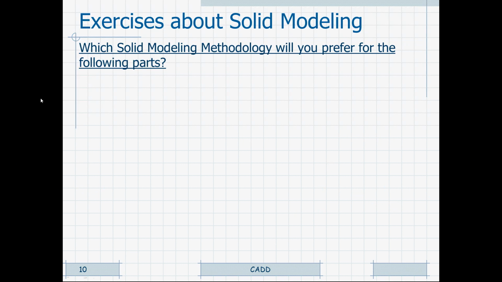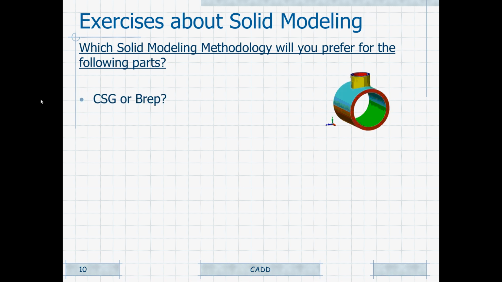So this first example, you have to decide whether to use constructed solid geometry versus boundary representation. As you can see, it could be created with either of those, but constructed solid geometry, in this example, you have to create a solid cylinder and then use another cylinder to subtract the inner part, and in the top you'll need to add another cylinder and another cylinder to subtract the inner part.